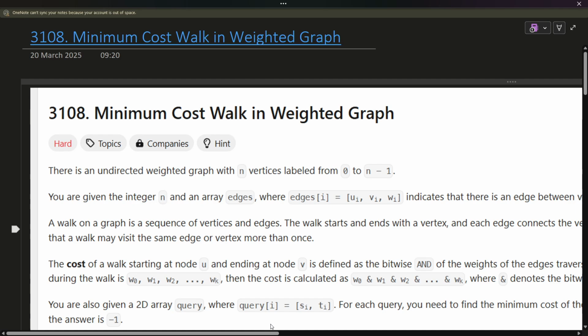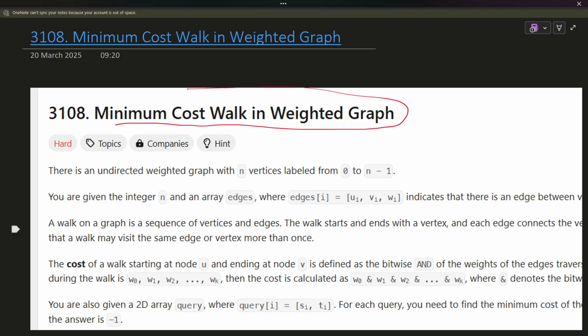Okay, so hello everyone. The question which we'll be solving today is Minimum Cost Walk in Weighted Graph. This is today's LeetCode POTD, and we are just going to try to solve it. Let me read the question description for you. It is marked as a hard one, and the question number is 3108. So, what does the description say?